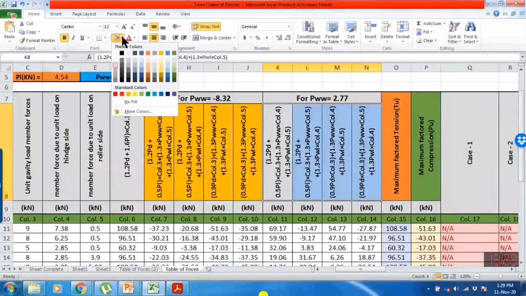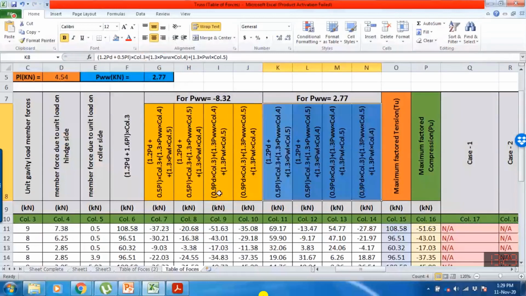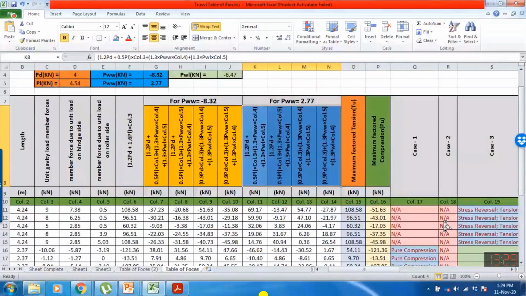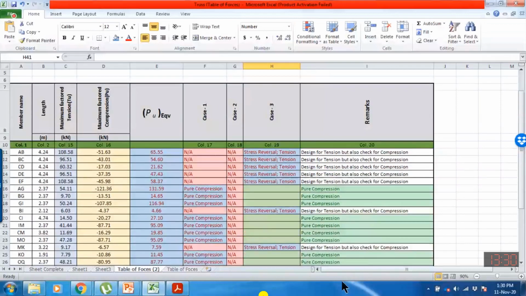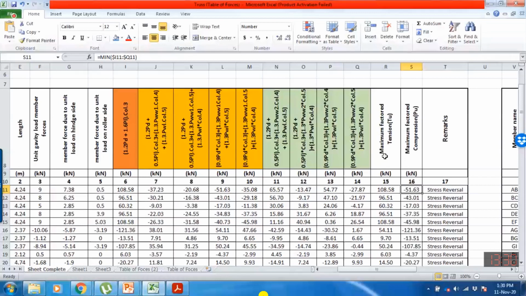Let me make it. So in this way, you can develop the table of forces. You can divide it into two parts. Maybe one table of forces until this, and the second table of forces will only have member length, PU, TU, and the rest of the columns. Yes, so you can make this table in parts. One table only until the remarks, until PU and TU, and in the second table of forces you will have only member name, member length, maximum PU, TU value, and here.